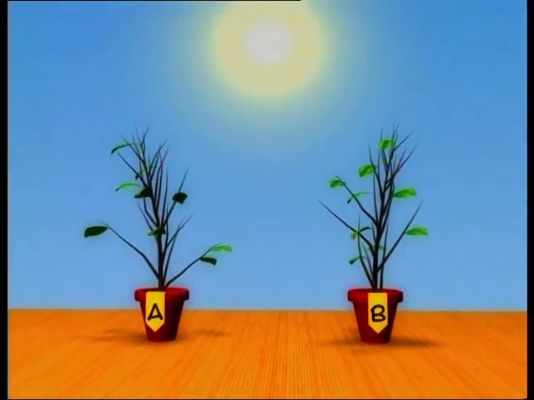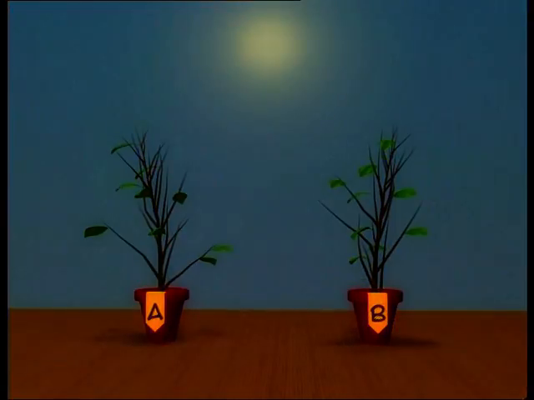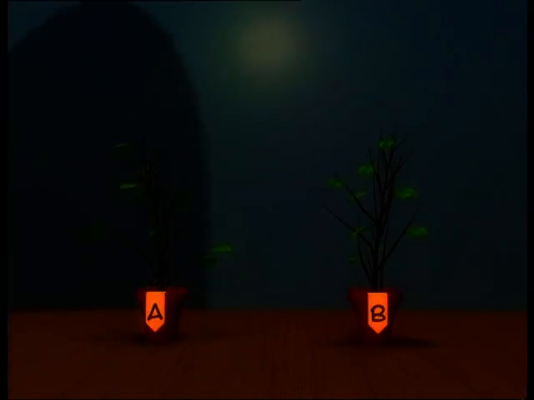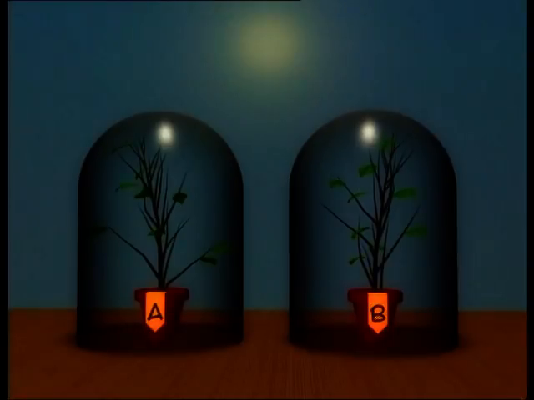Procedure. Two potted plants, A and B, are left in a dark place for 2 days to get rid of any starch present. Each plant is then placed in a bell jar and put in the sunlight for a few hours.